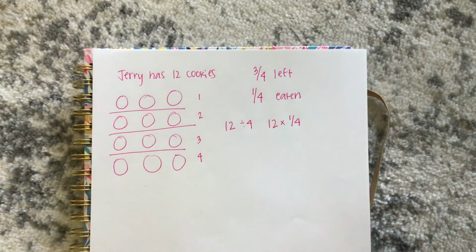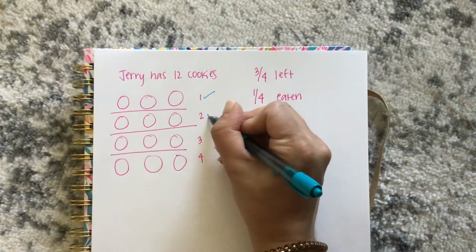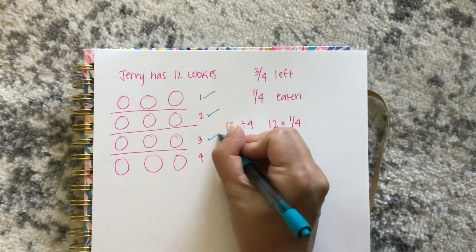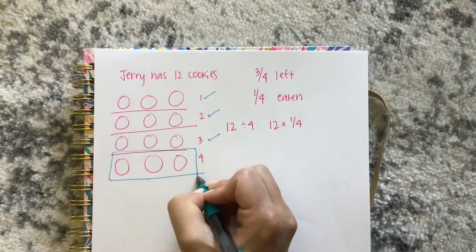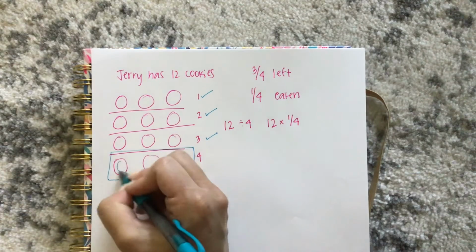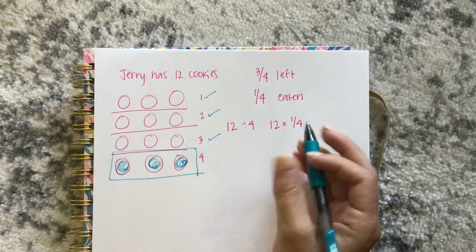And I know that there are 3/4 of the cookies left. So these are left, these are left, and these are left. So Jerry ate 1/4. Out of the 12 cookies, Jerry ate 3 cookies.